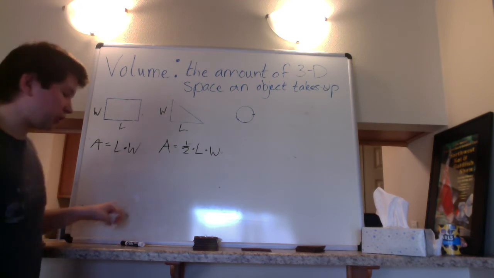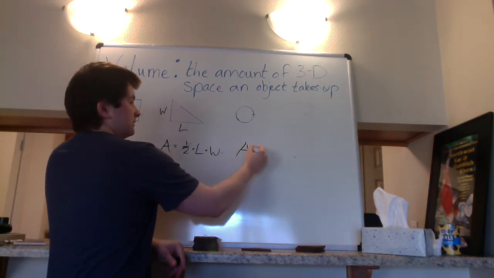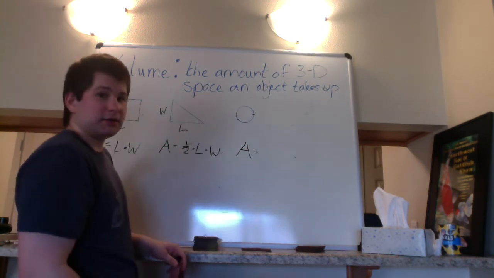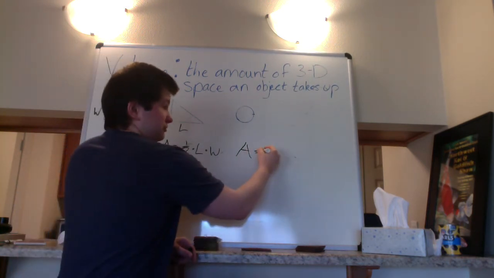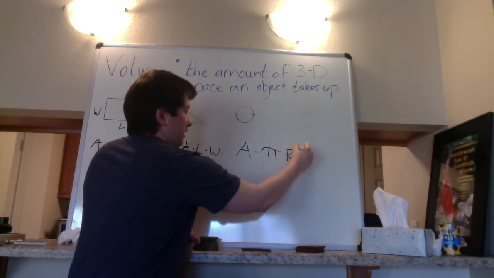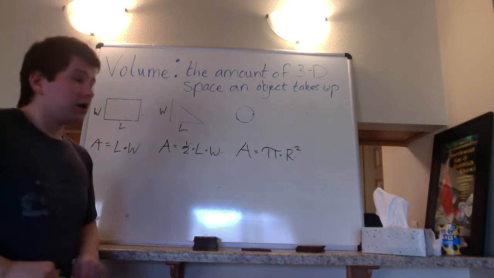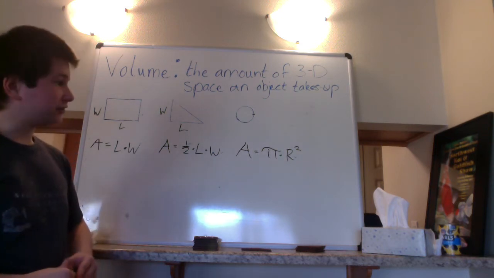Let's take a look at the circle. What is the area of a circle? How do you find that? Did you get pi r squared? Pi times r squared, pi r squared. If so, you are absolutely correct.